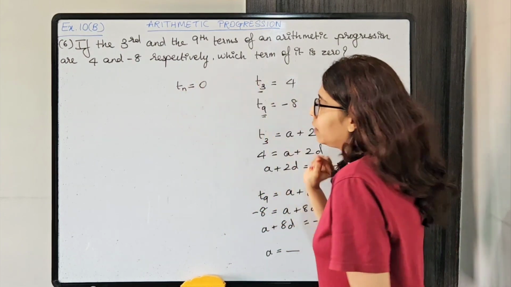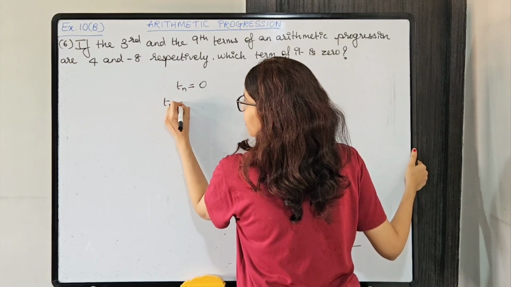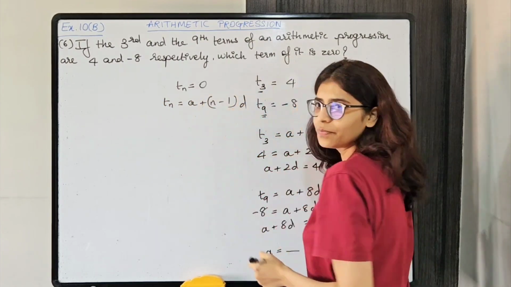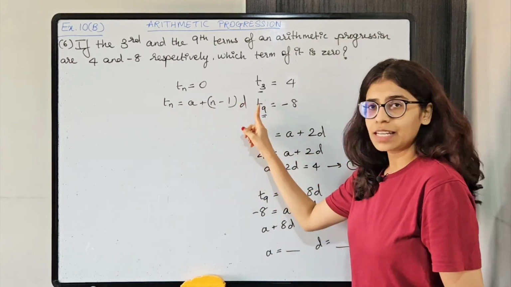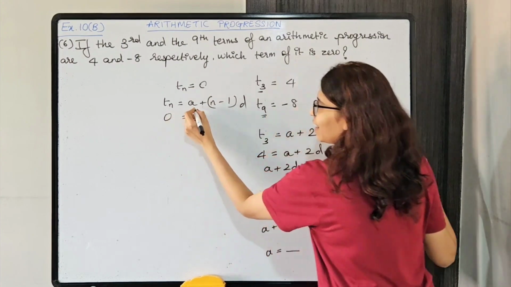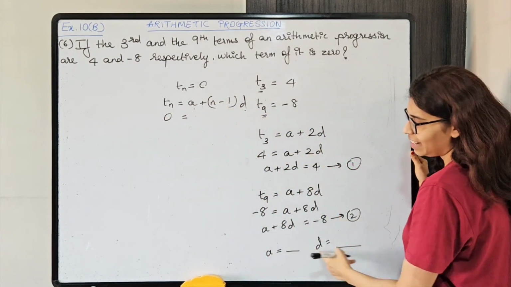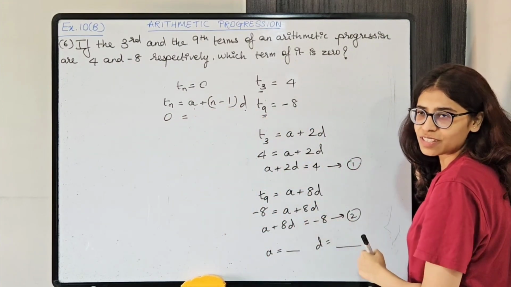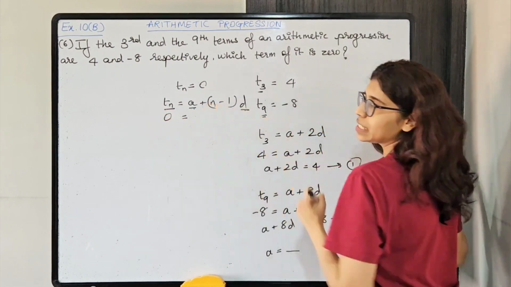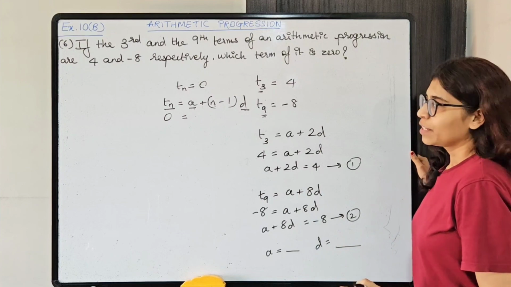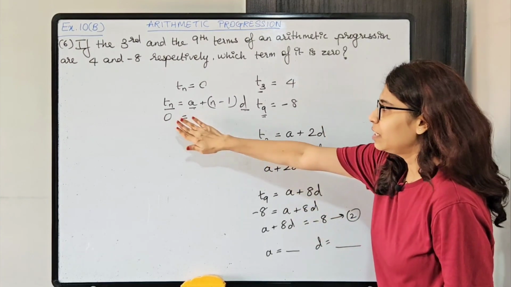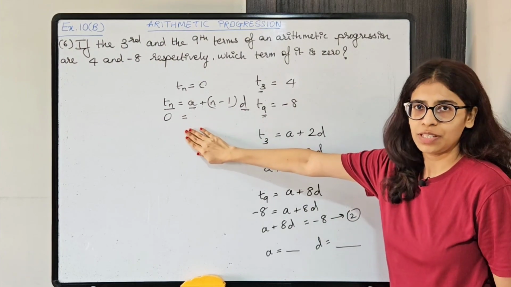Okay, for this we will again apply the formula of Tn. Tn is A plus n minus 1D. Tn I know is 0. A and D I'll get on solving the two linear equations. So A भी पता है, D भी पता है, Tn पता है. I can easily find out n. Okay. So first we'll solve the linear equations, find out A and D, and then we'll find out which term of the AP is 0.